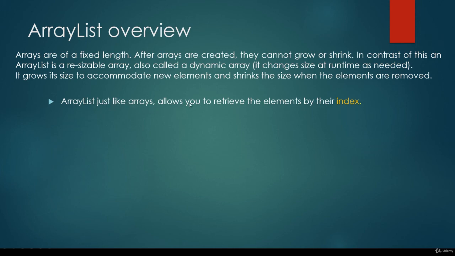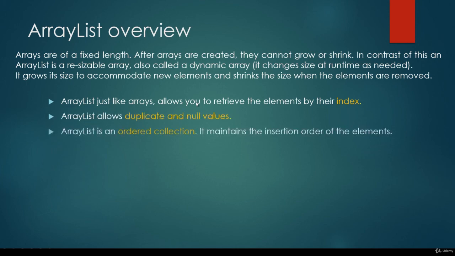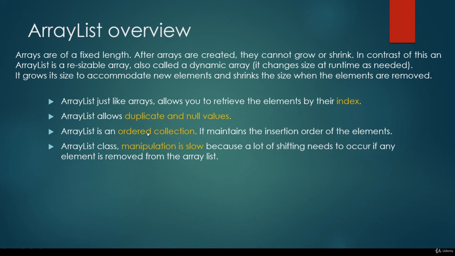ArrayList, just like arrays, allows you to retrieve the items by their indices. This is called random indexing, and this is the most important feature of arrays. Accessing items based on their indices is an extremely fast operation. ArrayList allows duplicate and null values. ArrayList is an ordered collection. It maintains the insertion order of the items. As far as data manipulation is concerned, ArrayLists are quite slow because a lot of shifting needs to occur if any item is removed from the ArrayList.